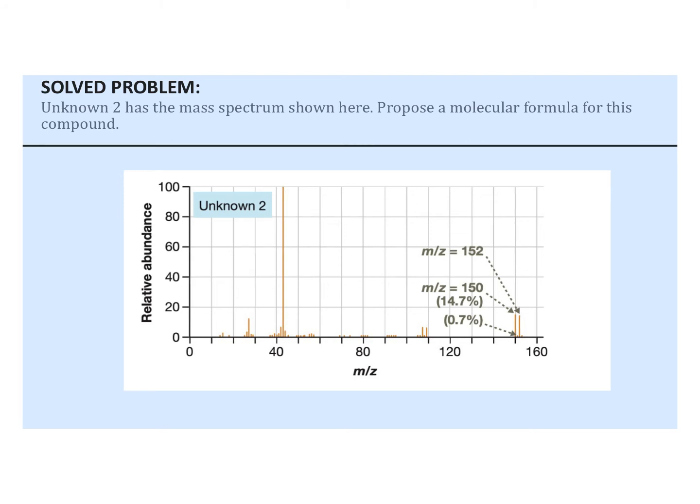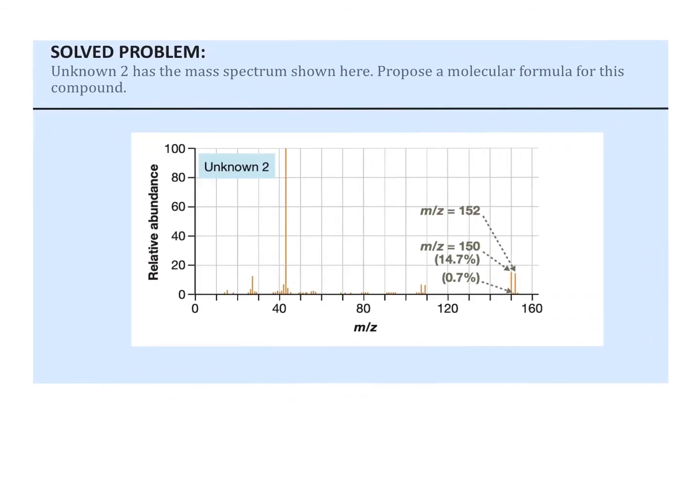Let's do one more. So here's unknown 2. There's the mass spectrum. It says propose a molecular formula for this compound.